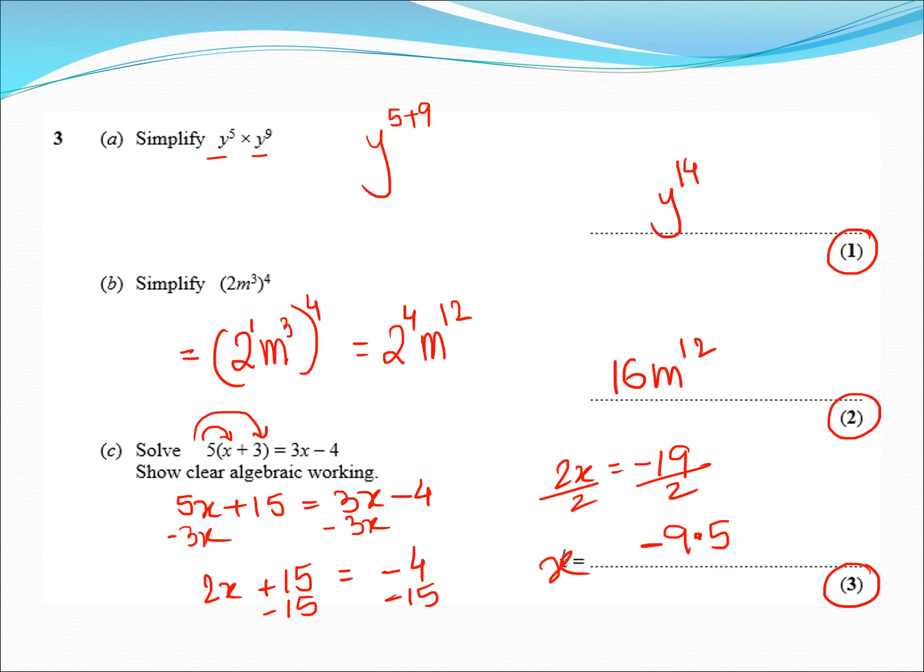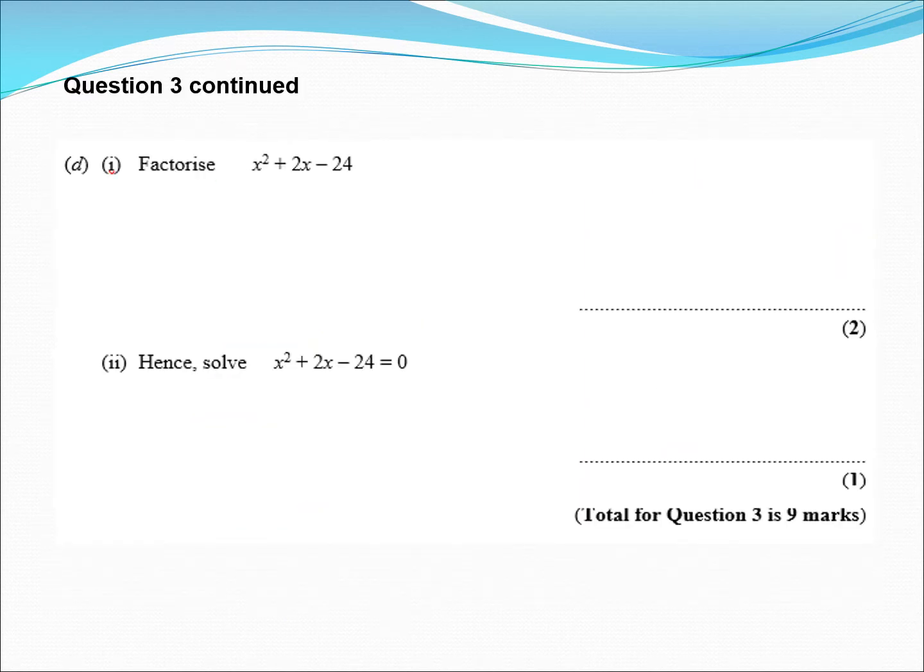Okay, and there are 2 more parts to this question. Let's have a look. Question 3d(i) says factorize x squared plus 2x minus 24, a quadratic expression. What we do is we look at the last term, which is negative 24. Find out the factor pairs of negative 24. Negative 24 is negative 24 times 1, negative 12 times 2, negative 8 times 3, and negative 6 times 4.